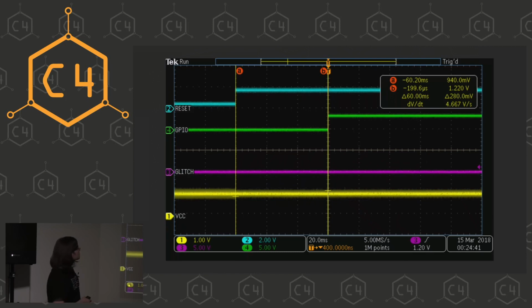And this reset is low active. That means if it's put low, reset the chip. If it's put high, let the chip run. So I release the reset here, and here my GPIO goes high, so I can measure the time between here and here, and that's around 60 milliseconds, very roughly.